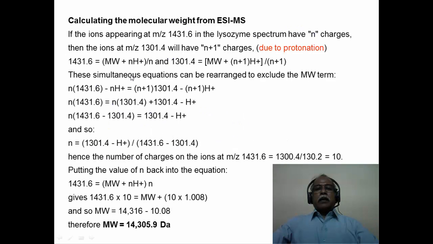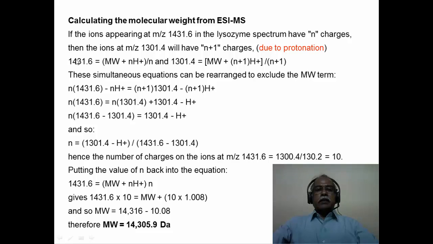Now, let us arbitrarily assume that 1431.6 of the lysozyme spectrum has n number of charges in this particular ion. We do not know what the charge of this particular ion is. Let us assume there are n charges there. The next ion at 1301 will have n plus 1 charges. This is because of the protonation, one protonation more than the 1431.